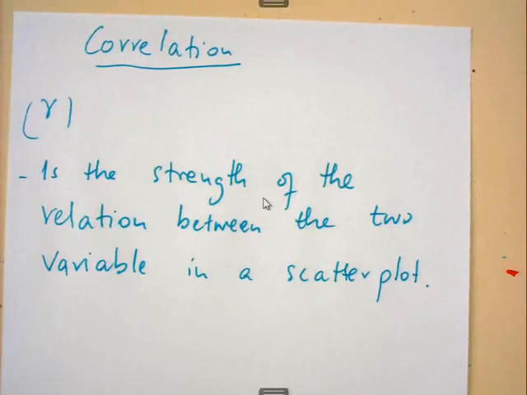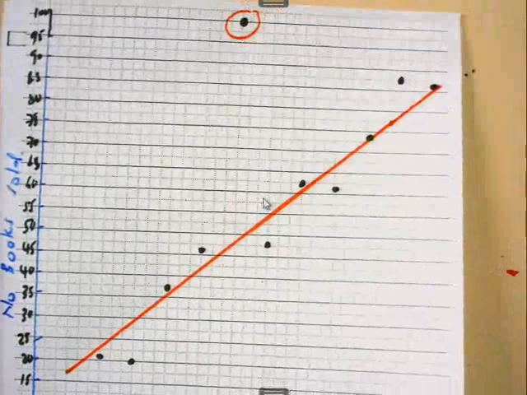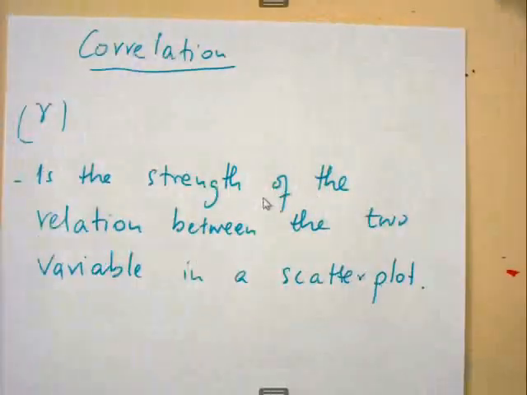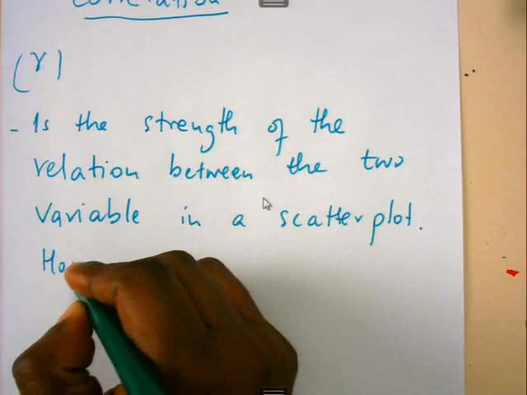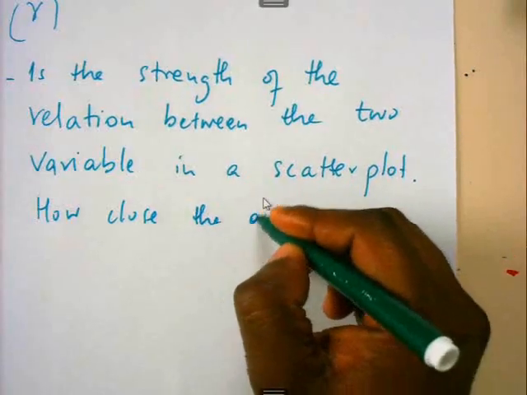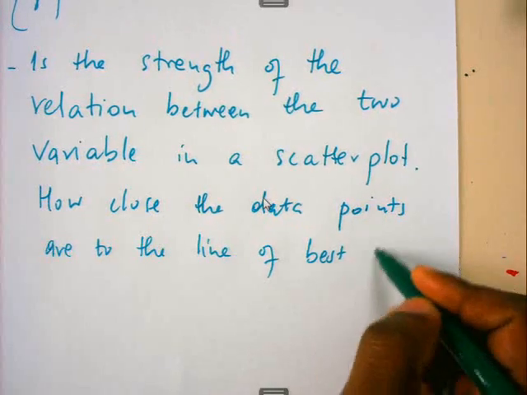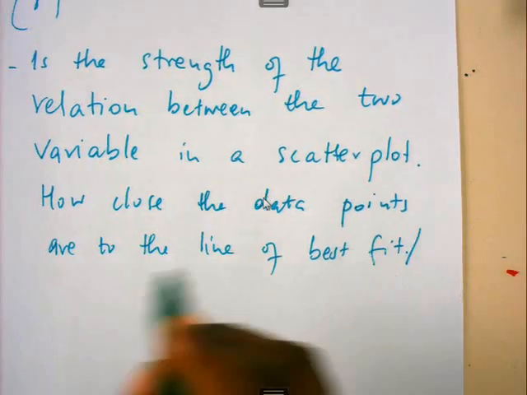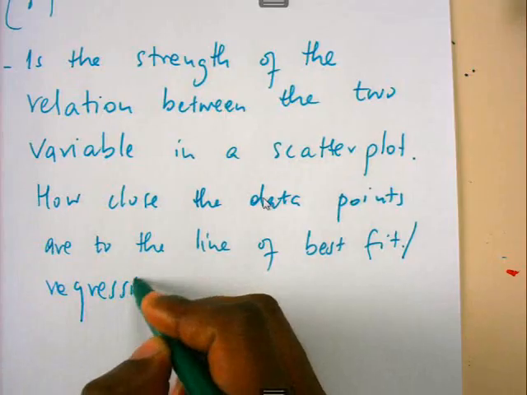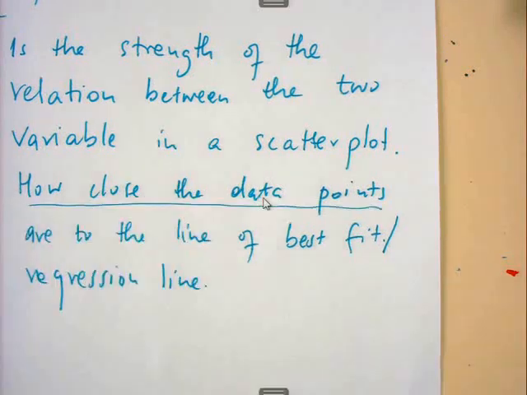So for R, you must have a scatter plot. Here it is, the scatter plot. Now R will tell you the strength of the relationship. We'll talk about that. Now the strength means what? It means how close the data points are to the line of best fit, which is the least squares regression line. Line of best fit, in this case the regression line. I'm writing it down, the regression line. How close the points are to the line.